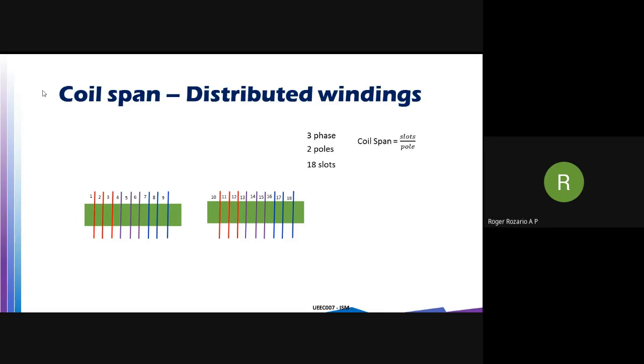And what is this coil span? I am introducing a new term here. Coil span is nothing but your number of slots per pole. So if there are two poles and 18 slots, how many slots will come under one pole is your coil span. Now can you tell me what is the coil span here?